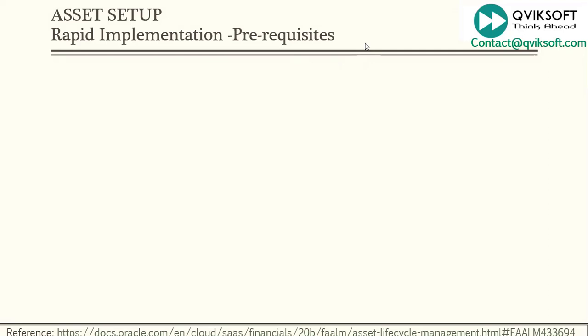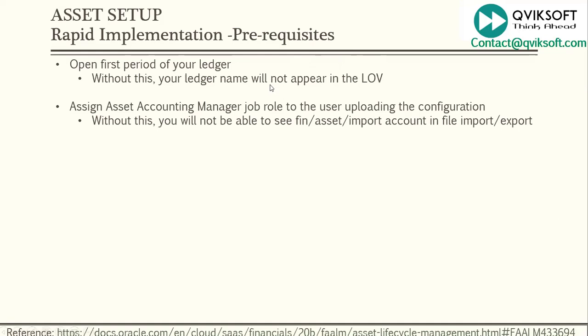Another important thing to remember is there are a few prerequisites which you should take care of so that when you're doing rapid implementation, you don't face any problems. You have to open the first period of your ledger, the ledger for which you are creating this rapid implementation. Make sure the first period is open. Sometimes you just do the initial implementation but haven't opened the period yet. When you try to do rapid, your ledger name may not be visible in the list. So you have to be careful.